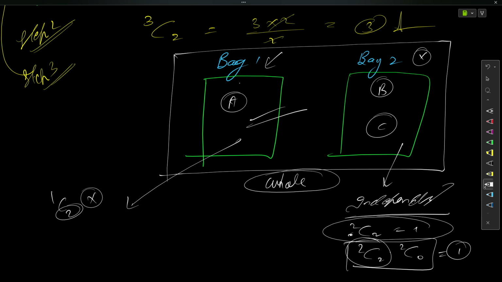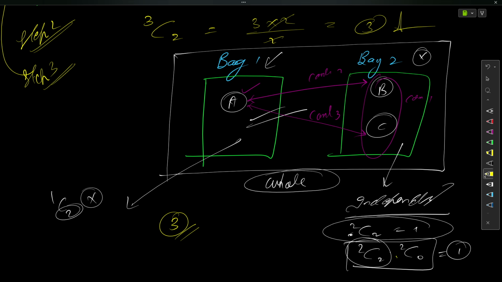Now the next process is to interconnect both of these bags. Starting from ball A, if I connect with ball B, yes, this is possible. And then I connect with ball C, yes, this is possible. So this was combination 1, this was combination 2, this was combination 3. Overall, we got 3 combinations.